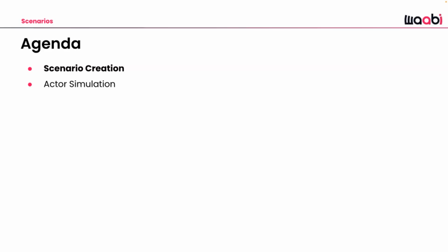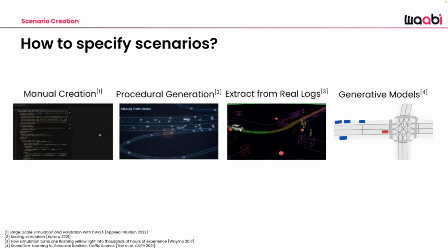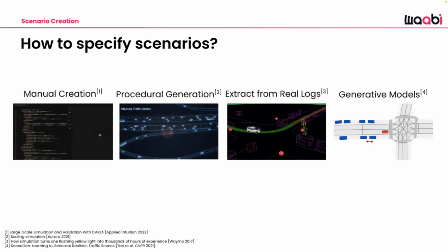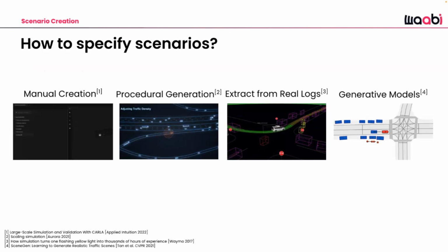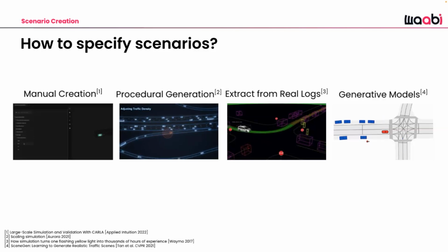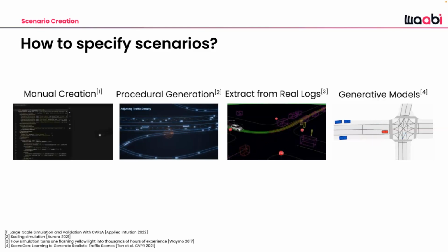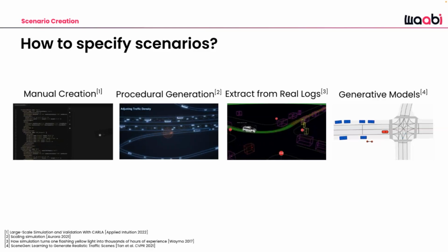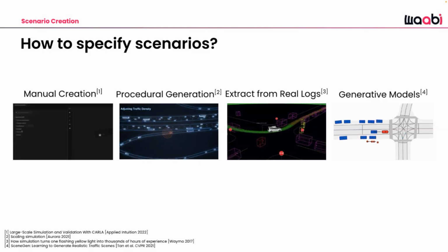So let's get started with scenario creation. In general, there are four main approaches to scenario generation: manual creation, procedural generation, extracting them from real world logs, and generative models. Each of these approaches has its own pros and cons, which make them suitable for different applications. And as we'll see, these different approaches to scenario generation are also not mutually exclusive, but actually complement each other to support various kinds of scenarios that we want to create.